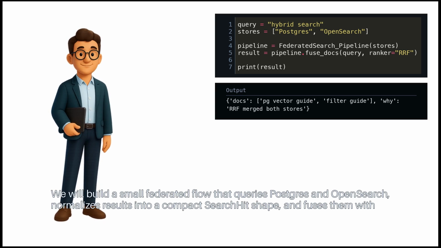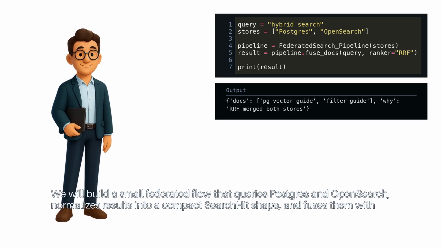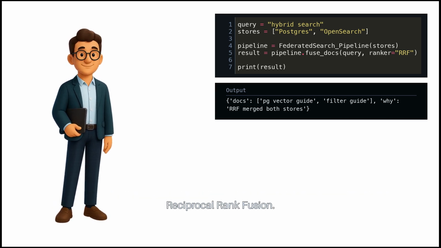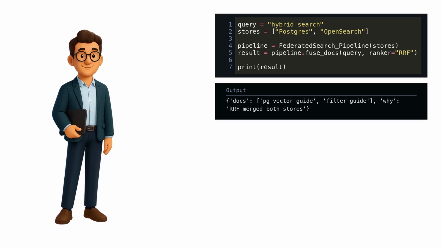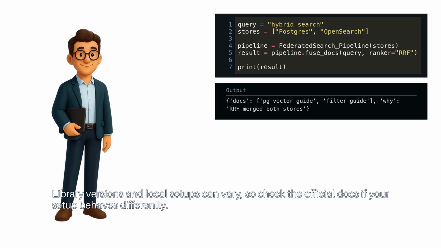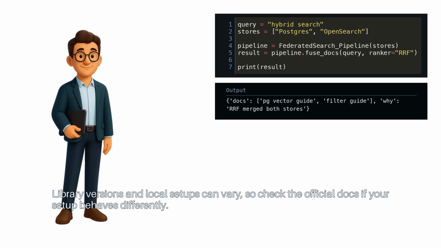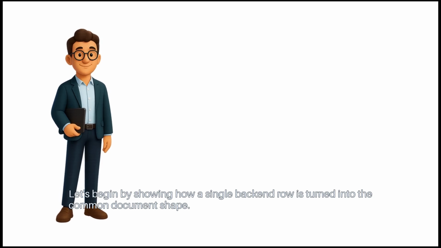We will build a small federated flow that queries Postgres and OpenSearch, normalizes results into a compact SearchHit shape, and fuses them with Reciprocal Rank Fusion. Quick note, this code is designed to teach the core idea clearly. Library versions and local setups can vary, so check the official docs if your setup behaves differently. Let's begin by showing how a single backend row is turned into the common document shape.